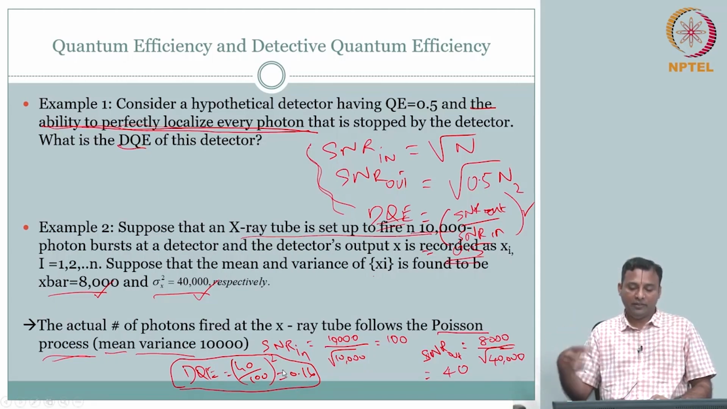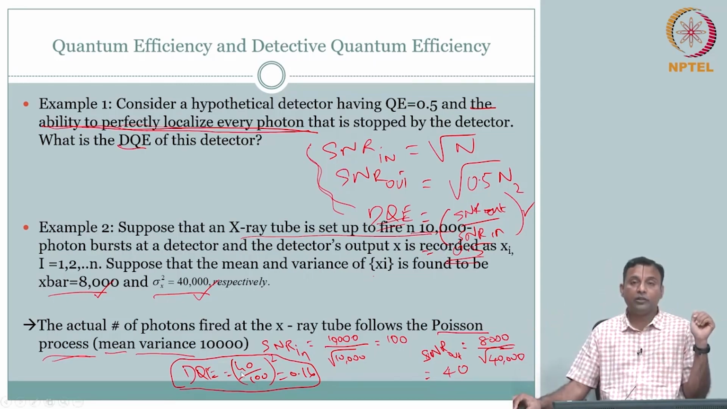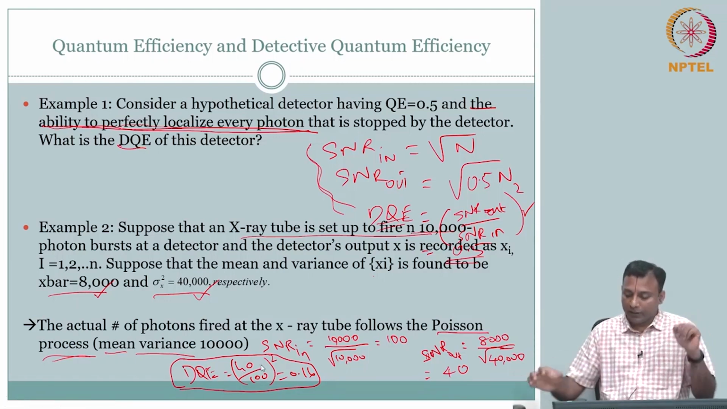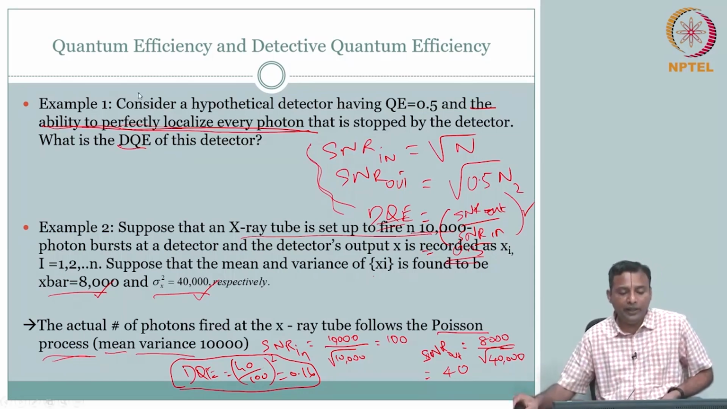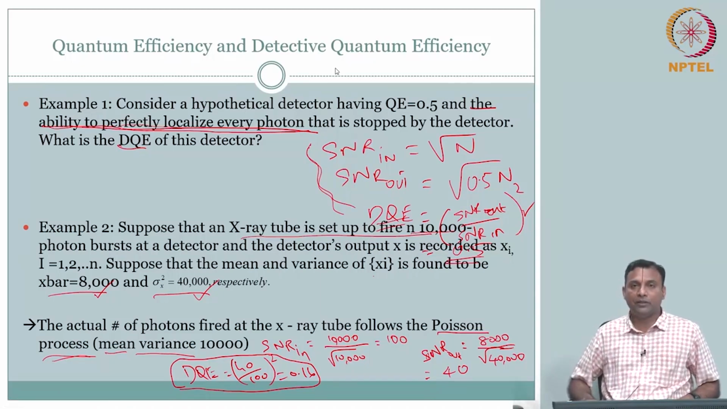In other words, when we talk about the signal to noise ratio out by signal to noise ratio in, and how much it transforms the input signal to noise ratio, this tells you that only about 16% are detected correctly. That's one way of interpreting this. Clear? This is more straightforward to interpret. So QE is fine, but it is DQE that can be used to select the detector performance efficiency. Okay, so much for signal to noise ratio.